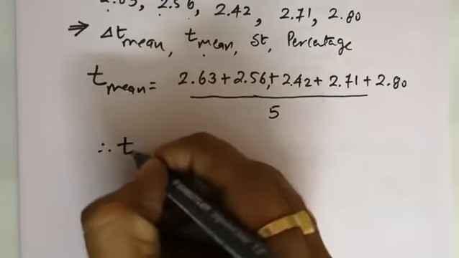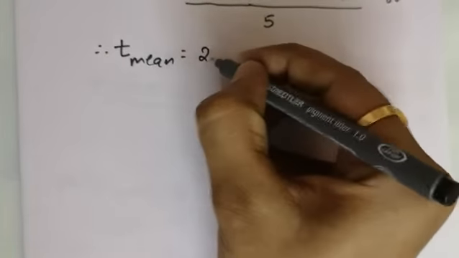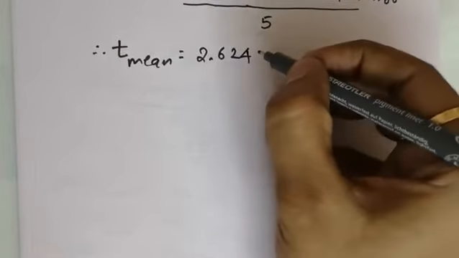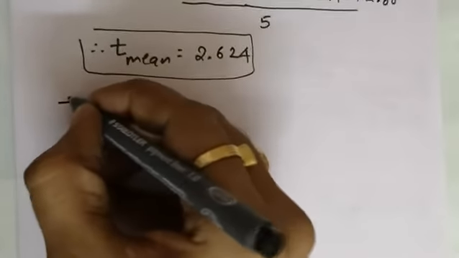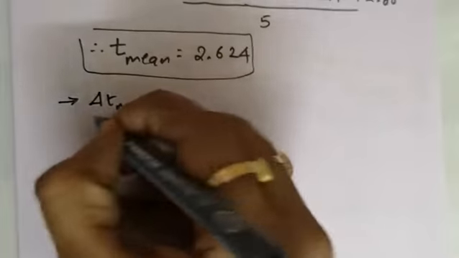So I can get that t of mean is equal to 2.624. Let's say this is my first answer. This is the first thing. Next I want to find delta t of mean.